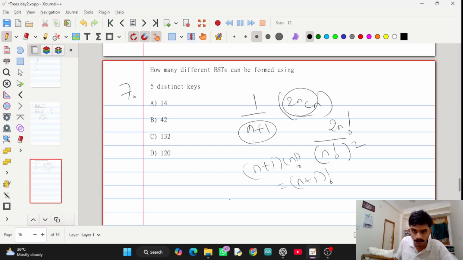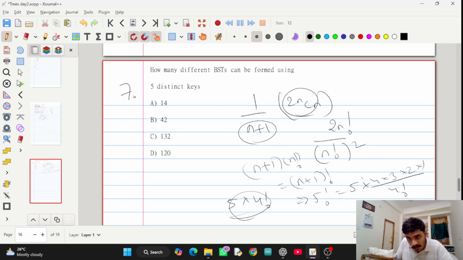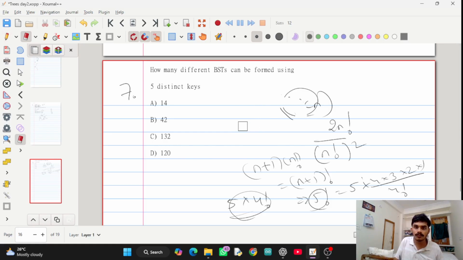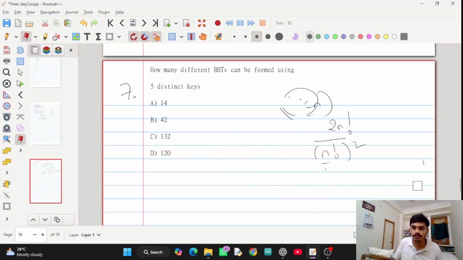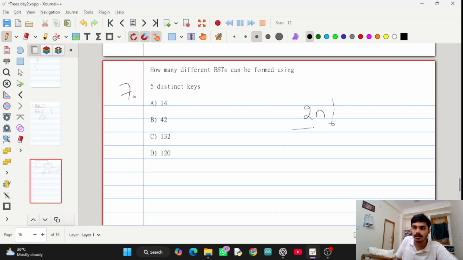Didn't understand? Let's consider, suppose there is 5 and there is 4 factorial. 5 into 4 factorial is 5 factorial, right? Because 5 factorial is nothing but 5 into 4 into 3 into 2 into 1. What is all this? This is 4 factorial. So I can consider 5 into 4 factorial as 5 factorial. Definitely. So we'll get a clean answer: 2n factorial divided by n factorial into n plus 1 factorial.